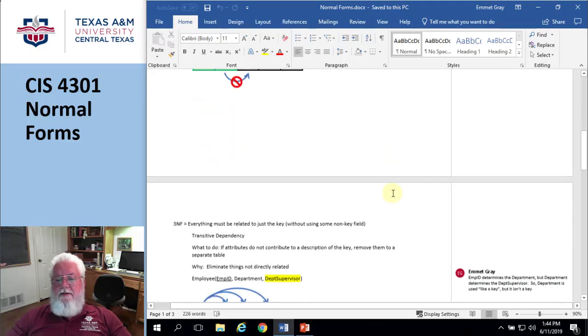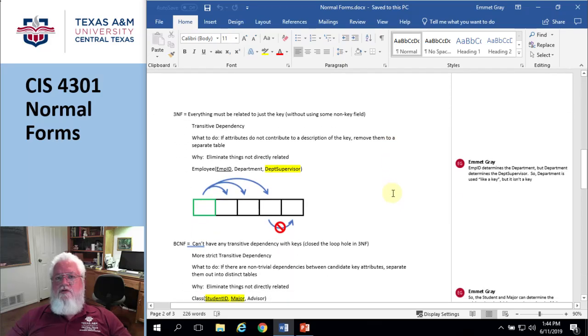All right, third normal form. Everything should be related to just the key. No jumping around. Okay. So in this particular case, I have an employee and a department supervisor. Right off the bat, there's nothing wrong with that. Given an employee ID, I should be able to tell the department and the department supervisor. However, isn't it fairly obvious that it would be better for the department to determine the department supervisor? So there's a little leaping going on here, a little daisy chaining where this thing determines that thing, but that thing determines something else. And so that's third normal form.